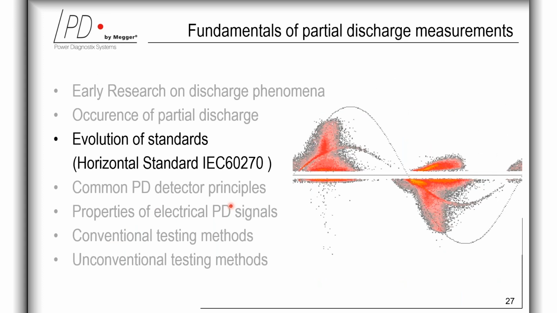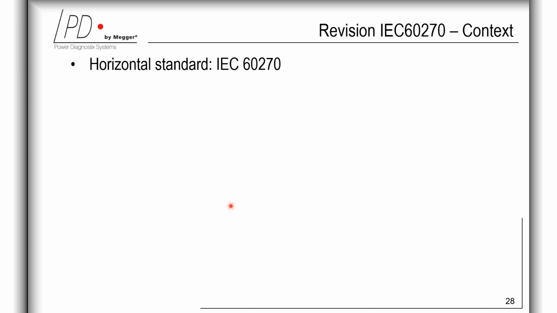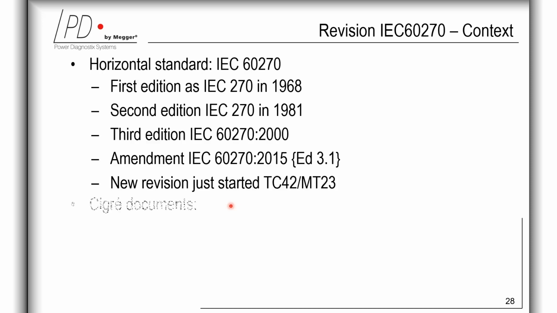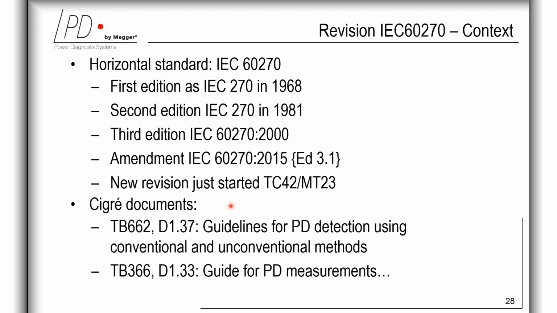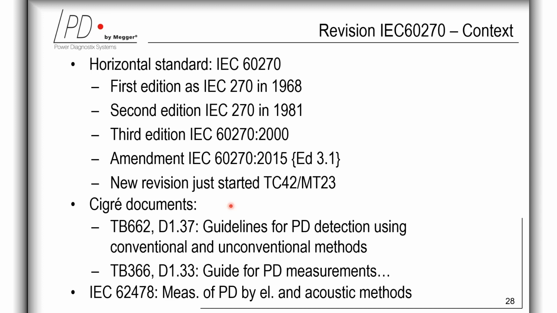So now in this chapter, we will be talking about evolution of standards, and here our concern is the horizontal standard IEC 60270. The main objective of the first IEC 270 and its revision 60270 is the idea of expressing the partial discharge magnitude in terms of charge. It was released in 1968, followed by the second edition in 1981, and followed by the third edition, which is called IEC 60270 in 2000, and then the version in 2015 is called edition 3.1.